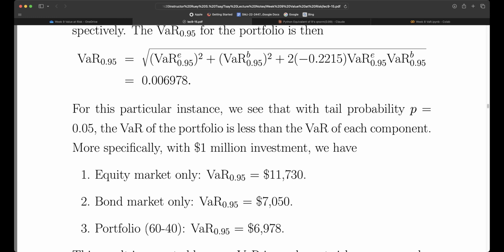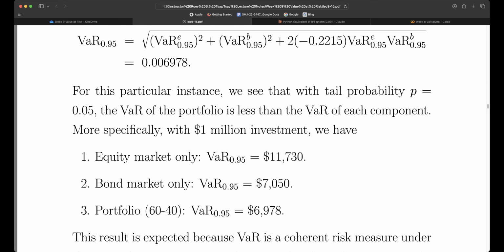More specifically, with 1 million investment, equity market only is like $11,000 or $12,000, and bond only is $7,000, but the portfolio is less than that, 640. The result is best because value at risk is a coherent risk measure under the normality assumption. The example demonstrates diversification. So this is smaller than the weighted average of this and this, actually less than any of these.